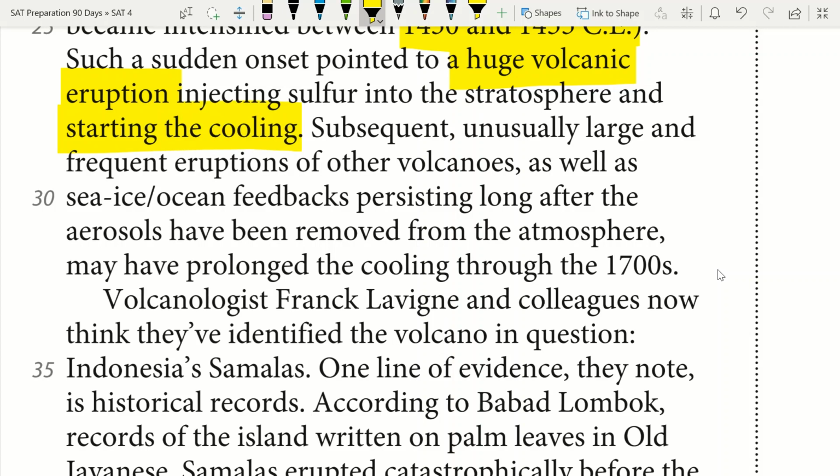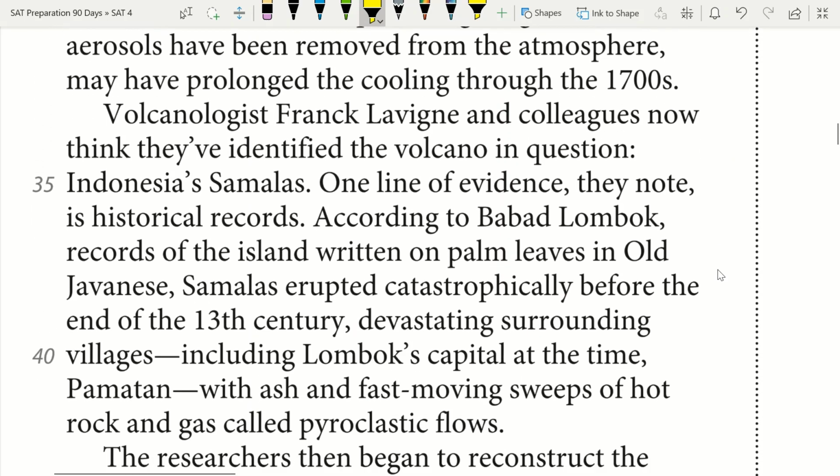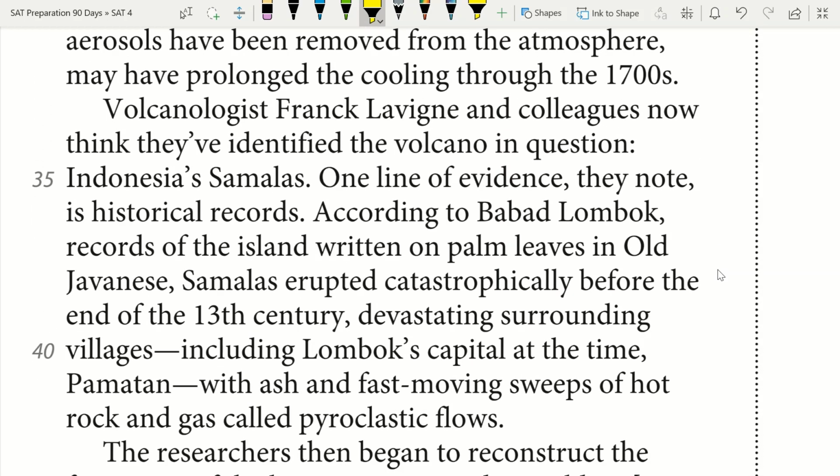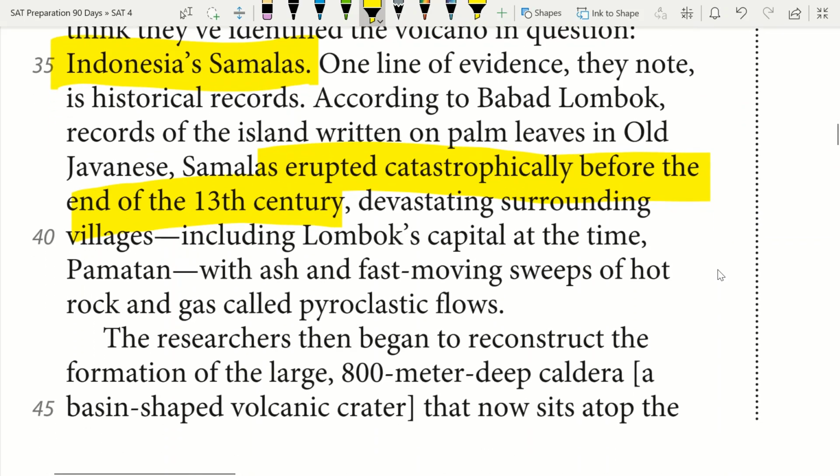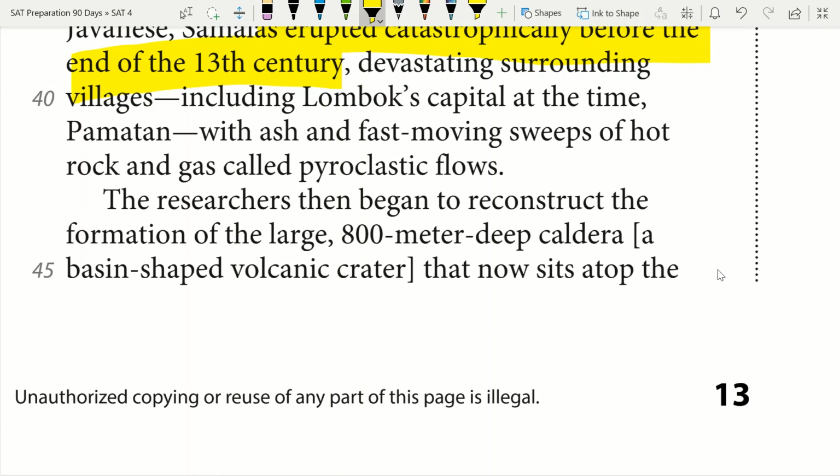Subsequent unusually large and frequent eruptions of other volcanoes, as well as sea ice, ocean feedbacks, persisting long after the aerosols have been removed from the atmosphere, may have prolonged the cooling through the 1700s. Volcanologist Franck Lavigne and colleagues now think they've identified the volcano in question, Indonesia's Samalas. One line of evidence they note is historical records. According to the Babad Lombok, records of the island written on palm leaves in Old Javanese, Samalas erupted catastrophically before the end of the 13th century, devastating surrounding villages, including Lombok's capital at the time, Pamatan, with ash and fast-moving sweeps of hot rock and glass called pyroclastic flows.